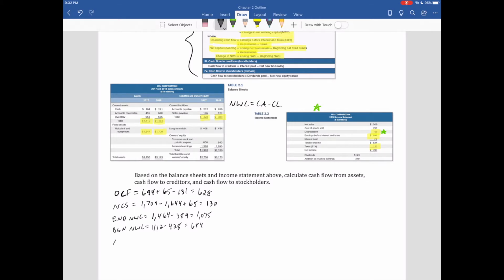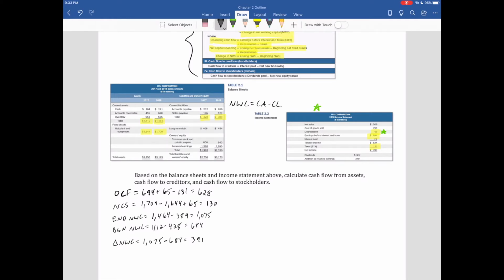So that next step is to calculate this change. The change in net working capital is the ending net working capital, which is $1,075, minus the beginning of $684, and we get a change in net working capital that is equal to $391. So once again, their operations brought in a cash inflow of $628, but to help generate that $628 cash inflow, they had to spend an additional $391 on current assets relative to their current liabilities.